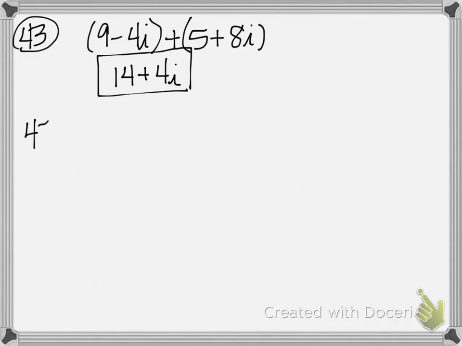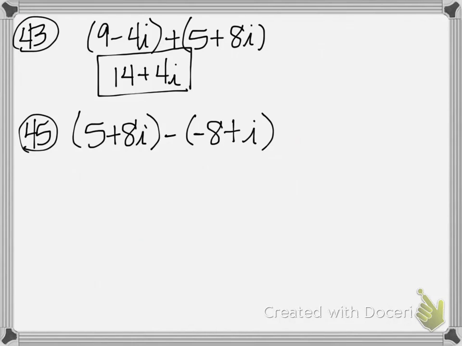Now 45 is a subtraction problem. So we're going to do something similar, but we just have to be careful with our signs. So you can just think of it as you're subtracting everything, or I like to think of it as adding the opposite. And then I just combine my like terms like I did in the previous problem. So I have a 5 and an 8, which is 13. And I have 8i and a minus i, which ends up being 7i. So 13 plus 7i would be my final answer on that one.